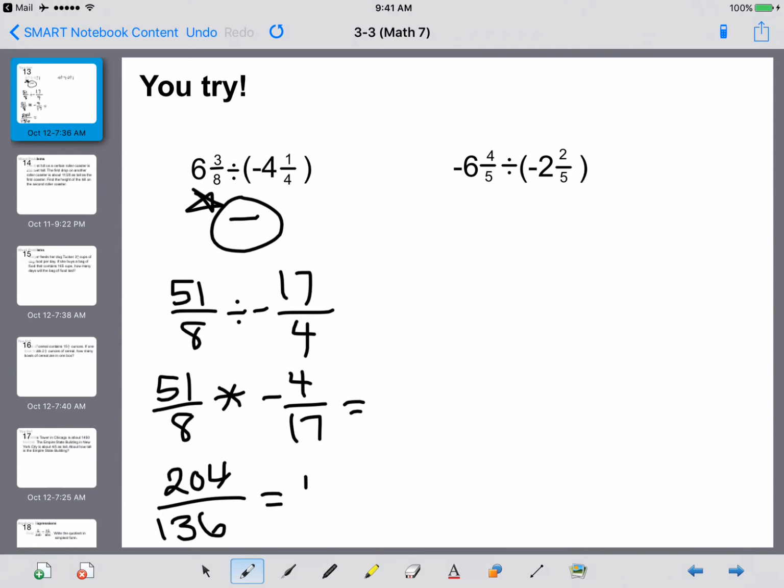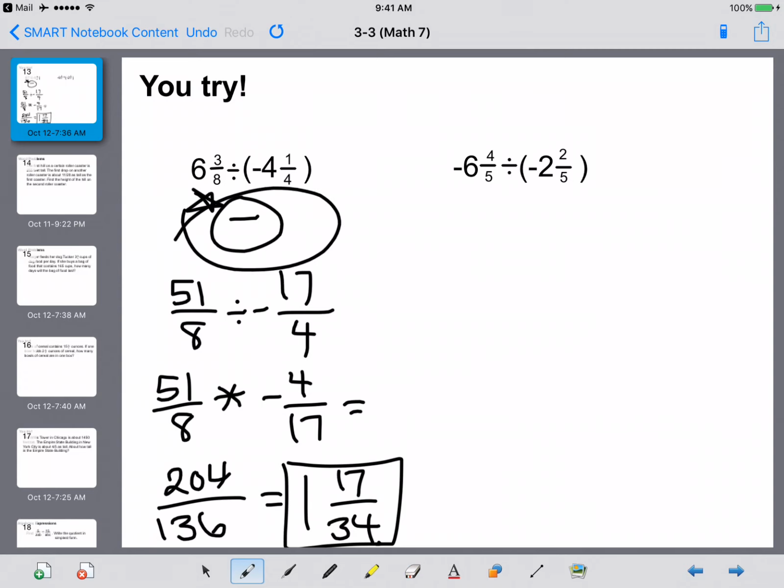136 goes into 204 one time with 68 left over. I know that 2 goes into both of those. So we end up with 34 over 68. We can keep breaking that down by 2's. We're going to end up with 17 over 34. And I think that's the smallest we're going to get. And don't forget, up here we said negative, so our answer is negative.